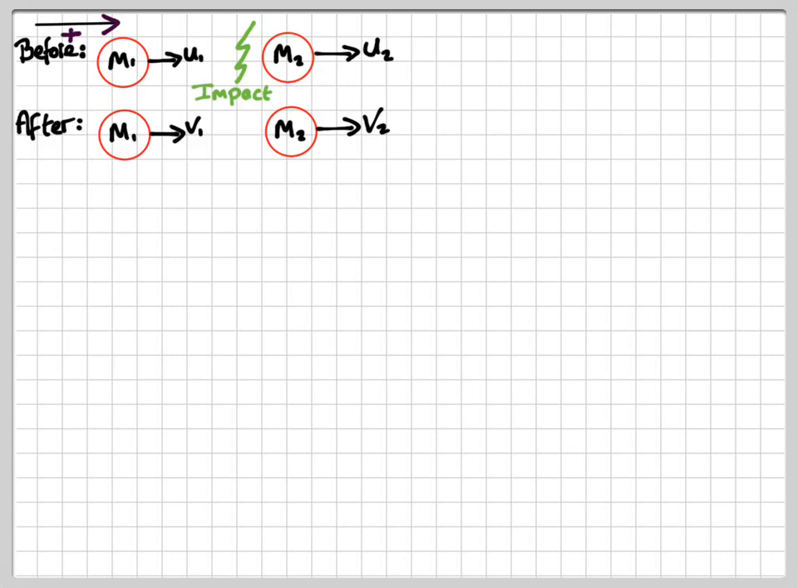Note that we're going to use velocities only here. I don't particularly like to use speed in these questions. So u1 must be greater than u2 for the collision to occur. Of course u2 could be negative, in which case it would be moving in the opposite direction, but by working with vectors that will all be taken care of within the variable itself.